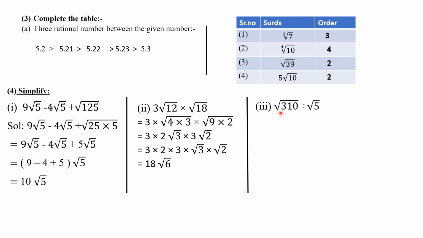That is under root 310 divided by under root 5. So first let's write it in this form, that is under root 310 upon 5. So you can simplify. I can write 310 in simple form, that is 5 into 62, upon 5. Now students, you can cancel 5 and 5. So this 5 and this 5 will get cancelled. So what remains under the root? That is root 62. So your answer is under root 62. So now we'll move to our next question.